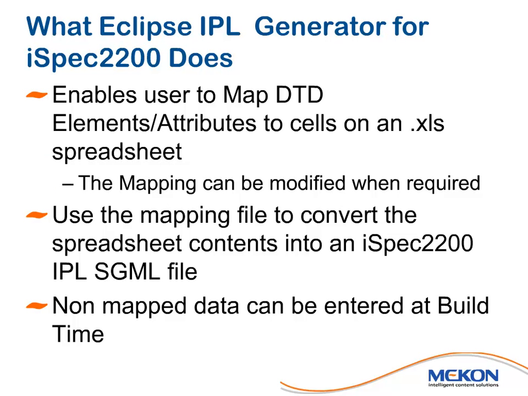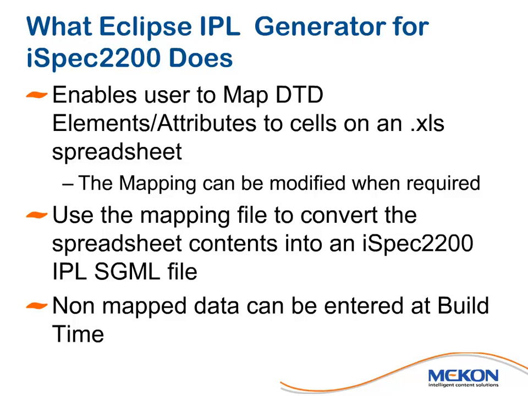The IPD generator is designed to work with iSpec 2200, which is an SGML-based specification. What this application does is enable the user to map the DTD elements, or even the attributes, to cells in an XLS spreadsheet. The mapping can be modified when you need to do it. XLS is commonly regarded as the spec for an Excel spreadsheet. It is necessary to convert the spreadsheet into a CSV file for the purposes of working with this application.